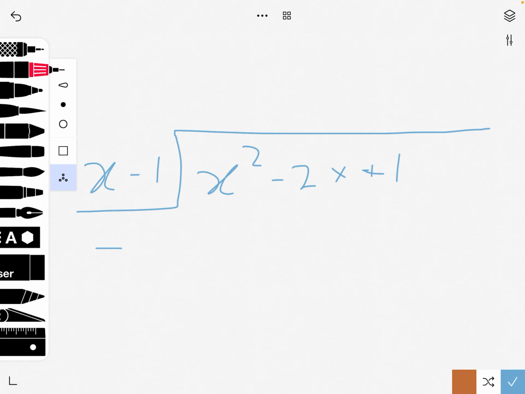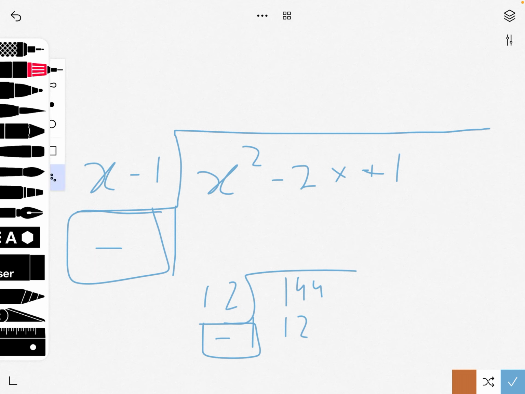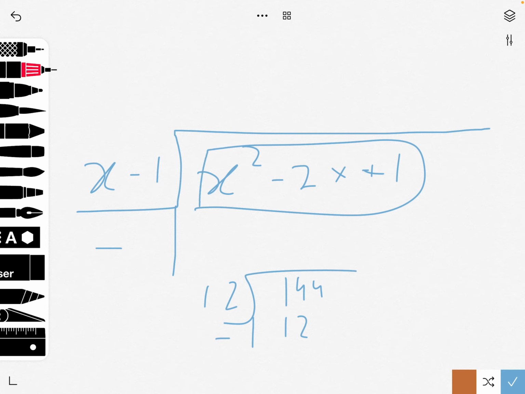First thing we do, and this is to make your life easier, I'm going to already add a minus symbol here. You might ask why? Whenever I'm dividing something, say I'm dividing 144 by 12, I'll first subtract 12 from here. So this subtraction we're also gonna do here. Because what is polynomial division? It is basic division, but instead of numbers, we have variables. It's a bit different than that, and I'll explain how.